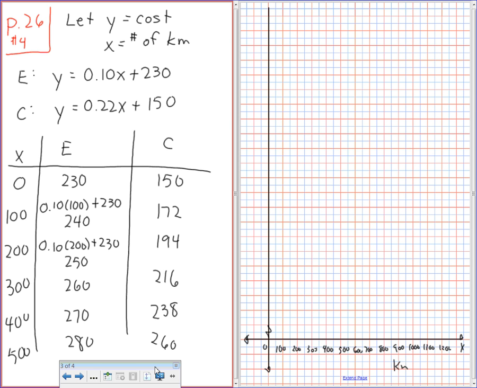The numbers are probably going to appear on my y-axis very nicely. A number like 172, I'm not going to get an accurate point, or 194, I'm just going to say it's between two points. 260 is going to work beautifully for me.